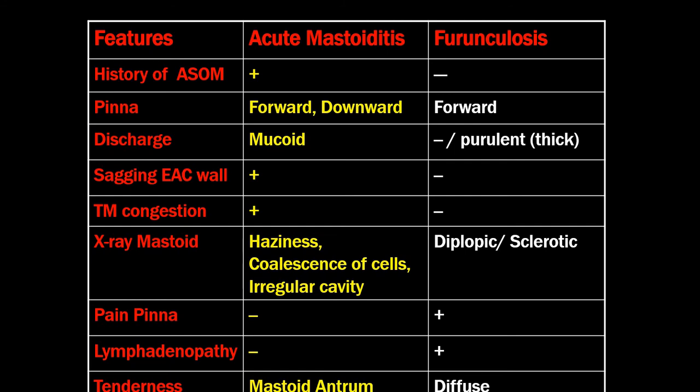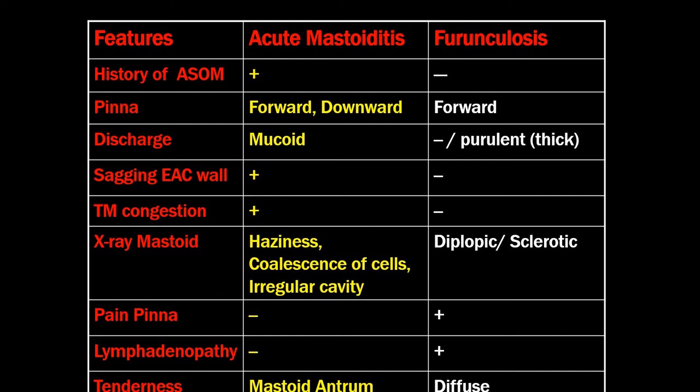TM congestion is present in acute mastoiditis, and there might be discharge or perforation. In furuncle, there is no perforation or no congestion of the tympanic membrane because this is a disease of the external auditory canal only. On X-ray mastoid, it shows haziness, coalescence of cells or irregular cavity in case of acute mastoiditis. But in furuncle, there will be a diploic or sclerotic mastoid. Pain in the pinna will be absent in acute mastoiditis but will be present in furunculosis. Lymphadenopathy will be present in furunculosis because it is usually due to inflammatory swelling of lymph nodes in the post-auricular area.